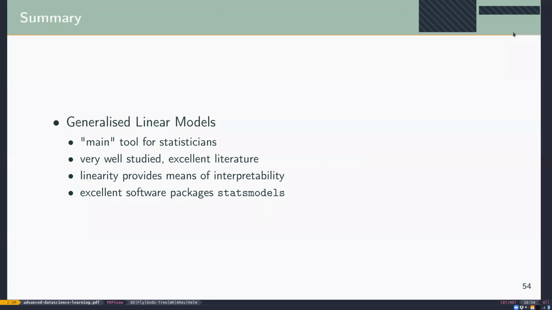And then use this idea of generalized linear models, but I didn't have enough time to talk about it properly. The reason why we're using them is that they're explainable. Statisticians have used them for a very, very long time. So the literature is quite set and fine, and there's fantastic software to use for this.